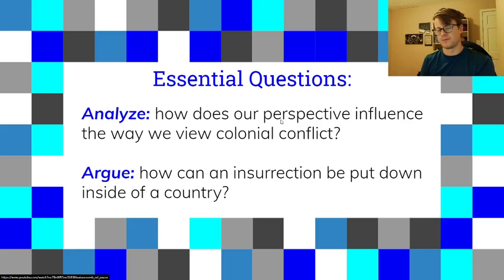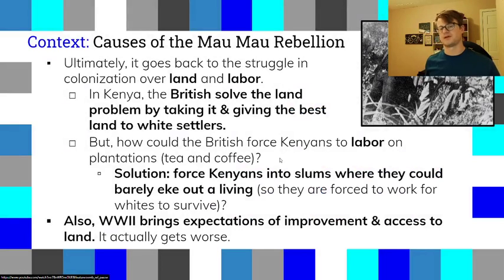So let's first get to what is going to cause the Mau Mau rebellion. The thing you want to first of all realize is that, like nearly all things in Africa, the Mau Mau rebellion is going to come back to the struggles over land and labor. Let's summarize what you saw in the reading and tie this into the world wars, which we're going to accelerate through.